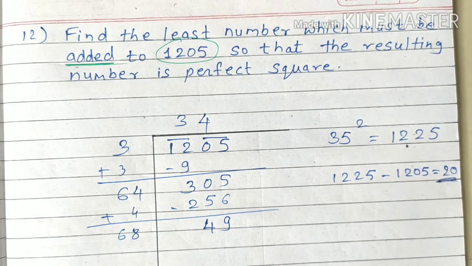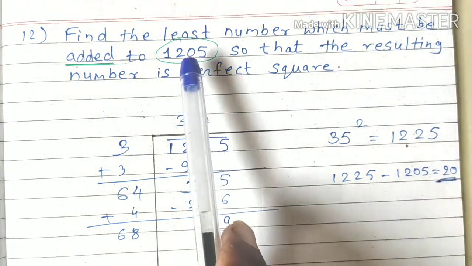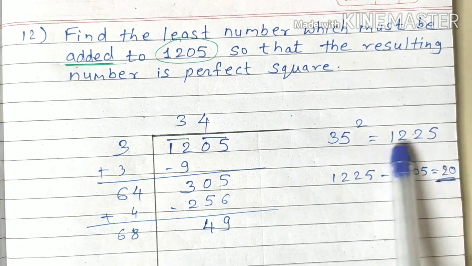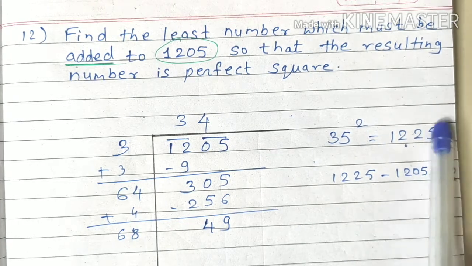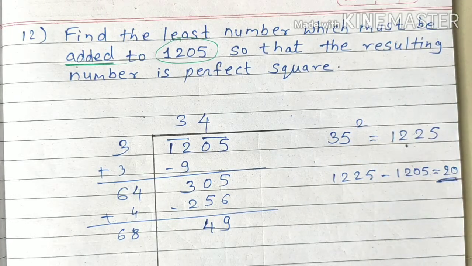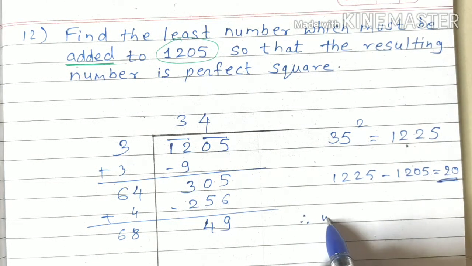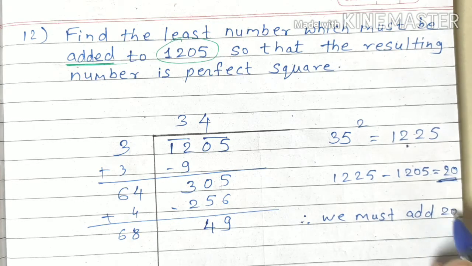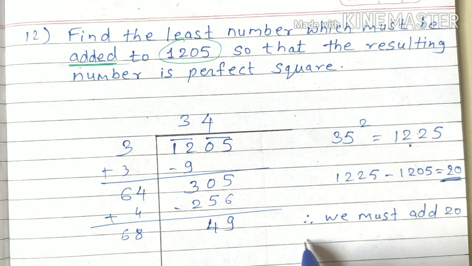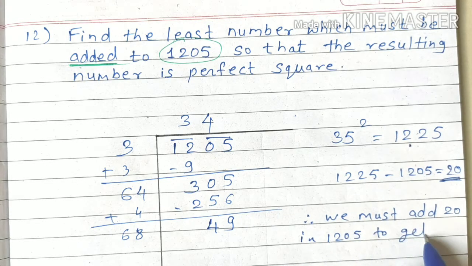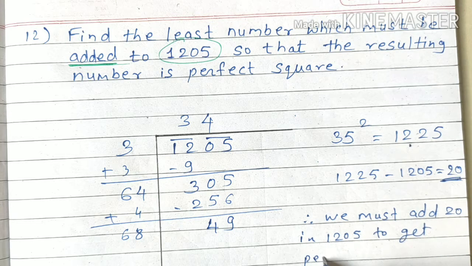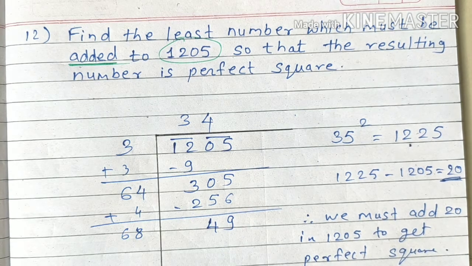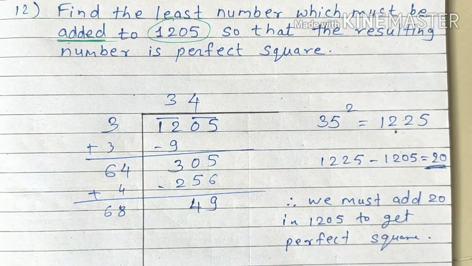So it means once we add 20 to this number, it is going to become 1225, which is a perfect square of 35. Therefore we must add 20 to 1205 to get a perfect square. Okay, understood till here?